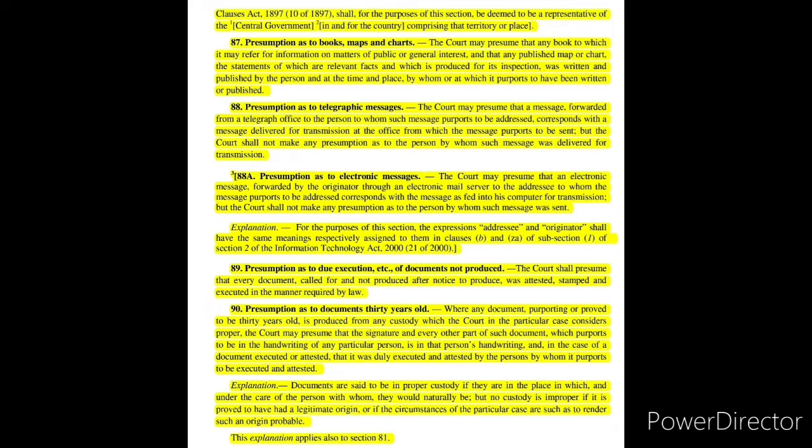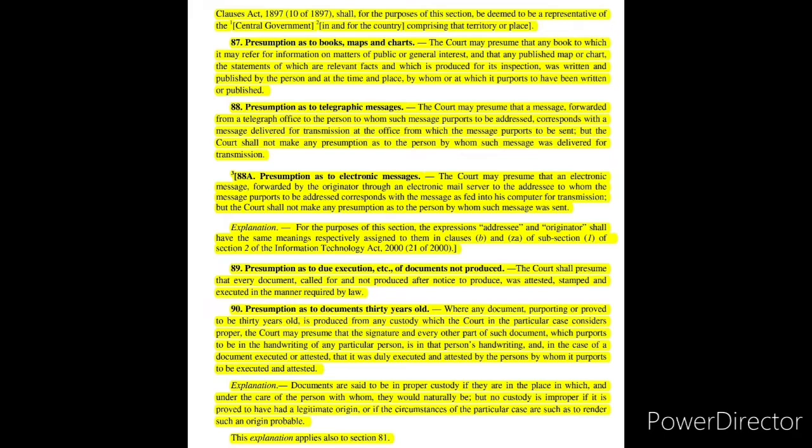Section 90 says presumption as to documents thirty years old. Whenever a document is thirty years or more old, if it is produced from any proper custody, then the court may presume that such document is genuine, and that it is in the handwriting of the particular person. Now the condition is that such an old document shall have a legitimate origin and custody. So that is what this section says.